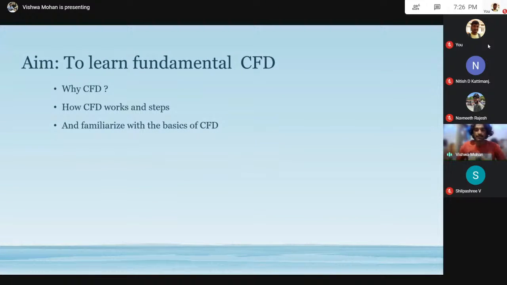The aim of this webinar is to answer why we actually need CFD. That's the fundamental question that we'll try to answer, and obviously how CFD works and what steps are involved, and we'll try to familiarize ourselves with the basics of CFD. Is it just like playing a video and everything starts working, or is it more about setting up the parameters, where it can go wrong, or is it very complicated, or is it something that an undergrad or someone who's interested can start learning? All that we'll answer.